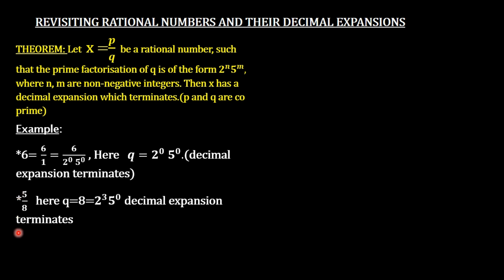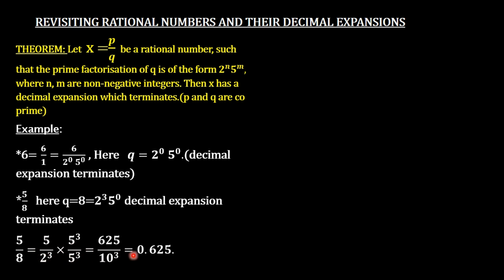At first we are changing 8 in the form 2 cube into 5 raised to 0, or 2 cube. In order to get the decimal expansion of this, we are going to multiply by 5 cube and divide by 5 cube. Why are we doing this? In order to get a multiple of 10 in the denominator. We are multiplying each term by 5 cube, that is numerator by 5 cube, denominator by 5 cube.